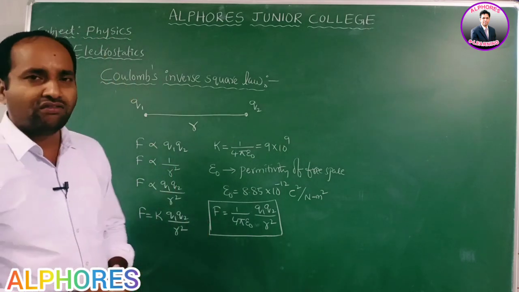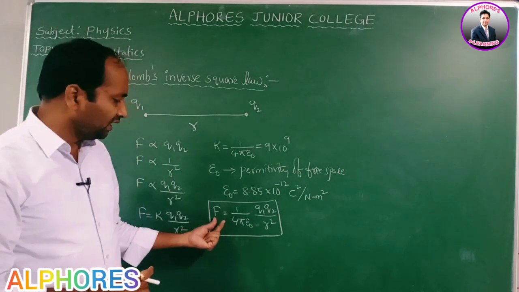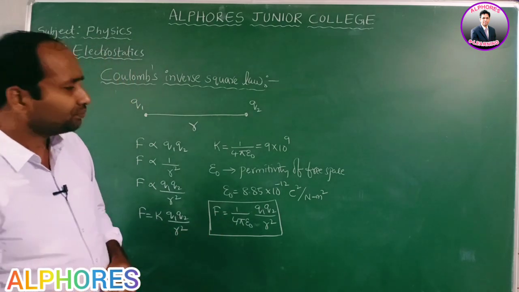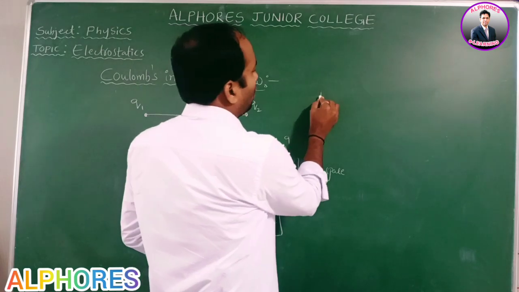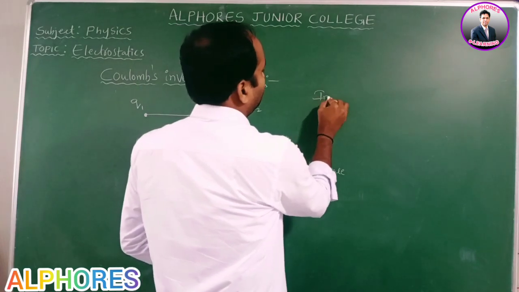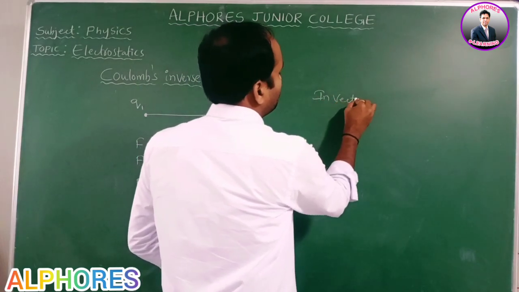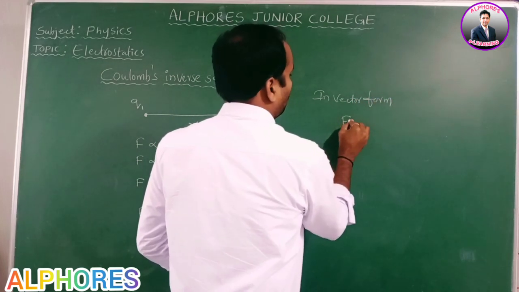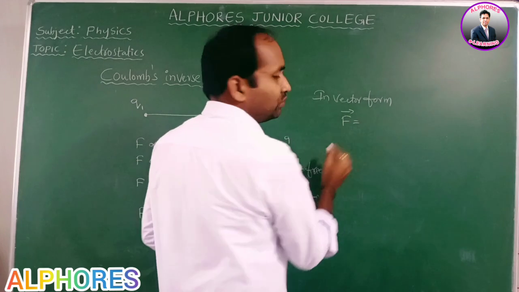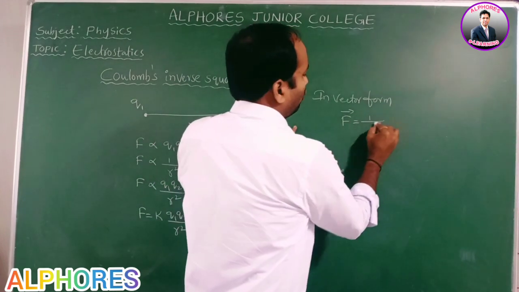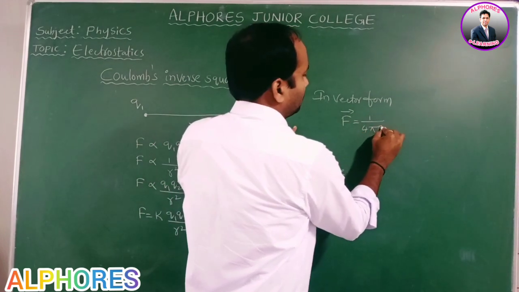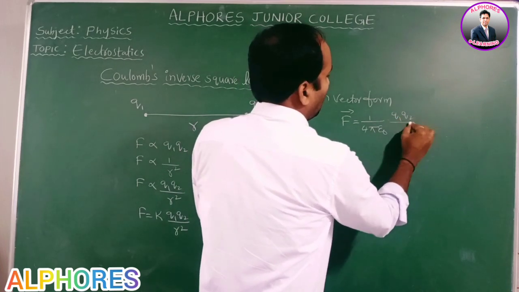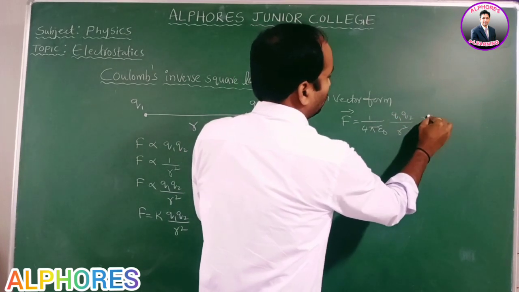Force is a vector, so we should write it in vector form. The electrostatic force in vector form: F bar is equal to 1 by 4 pi epsilon naught Q1 Q2 by r square into r cap.